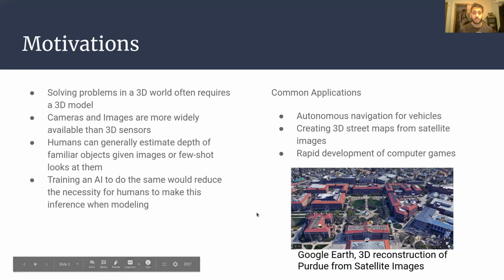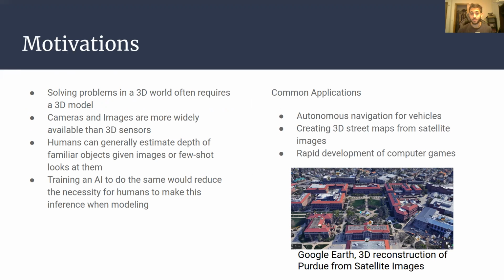So some of the motivations for this are that oftentimes we would like to solve problems that persist in our 3D world, and that usually requires modeling them in a 3D virtual environment. Now, cameras and images are very widely available nowadays. If you have a smartphone, you have a camera on you basically at all times, and it's very easy to snap images. And as humans, we can look at those images and generally infer how they exist in 3D space. So if I see the side of a car, I kind of know that car extends out about a meter or so away from me on the other side, just because I've seen so many cars in my life.